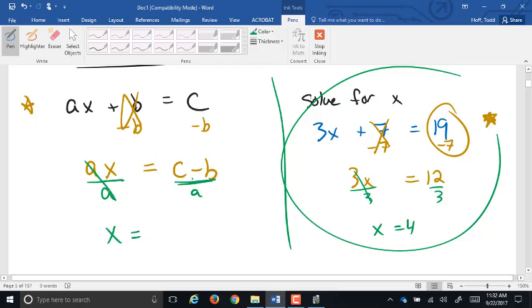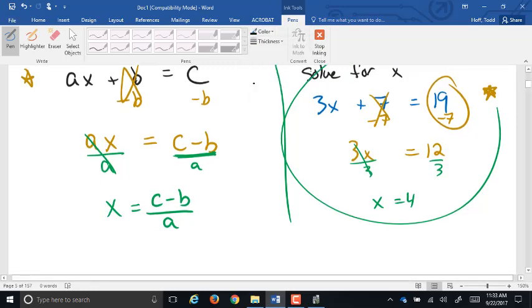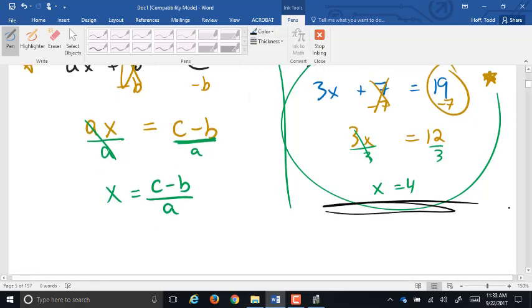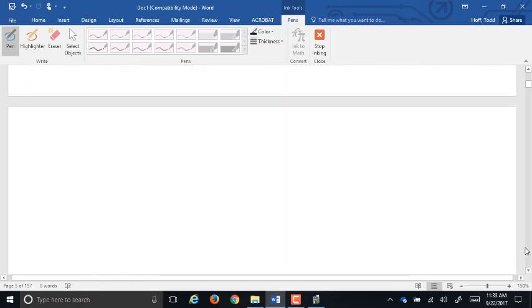Now this is why I do my division like this as a fraction, because that's exactly what this is going to turn into. It's just c minus b all over a. The number we're dividing by becomes the denominator of a fraction. Let's do one without the parallel equation, so it makes it a little easier on you.